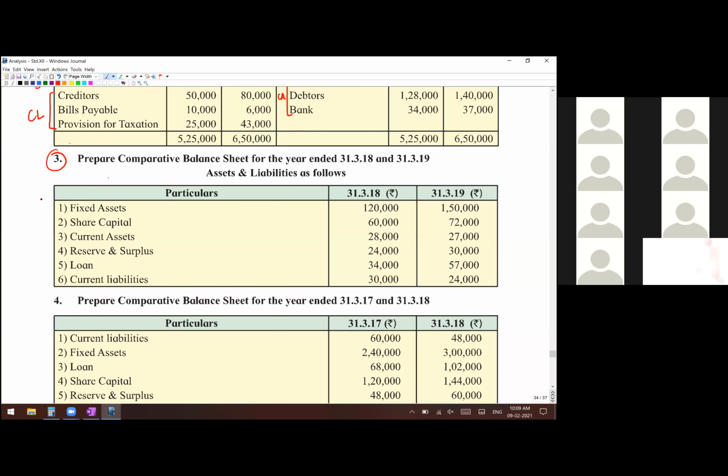Let's read question number 3 first and then prepare accordingly. Prepare comparative balance sheet for the year ended 31st March 18 and 19. Assets and liabilities as follows. They have given you information, but not in a balance sheet format. Only items are listed one below the other, and it is all mixed. Some are assets, some are liabilities. So just for our understanding, whichever is the asset, I will write A over there and liabilities L.